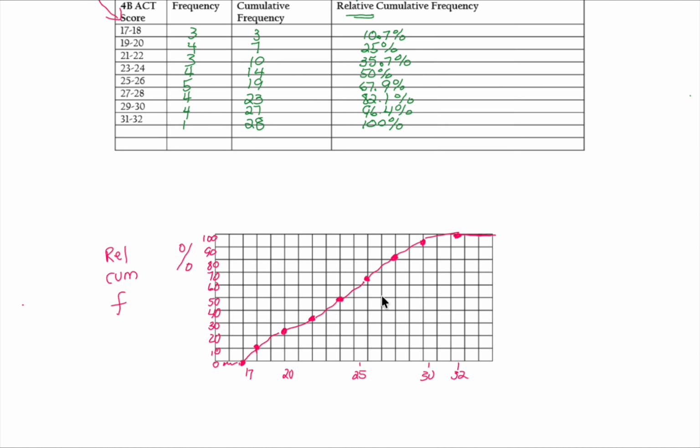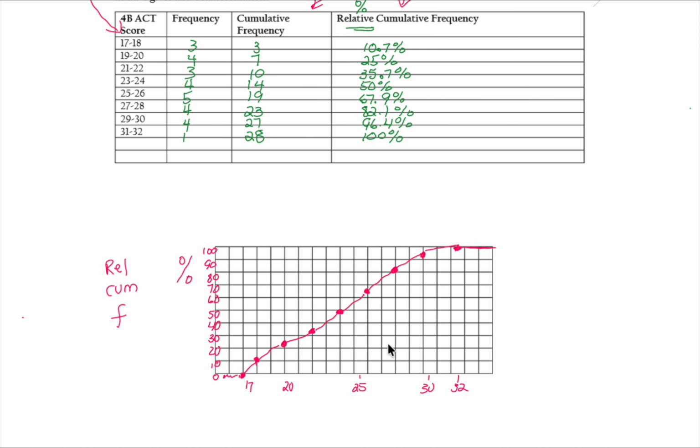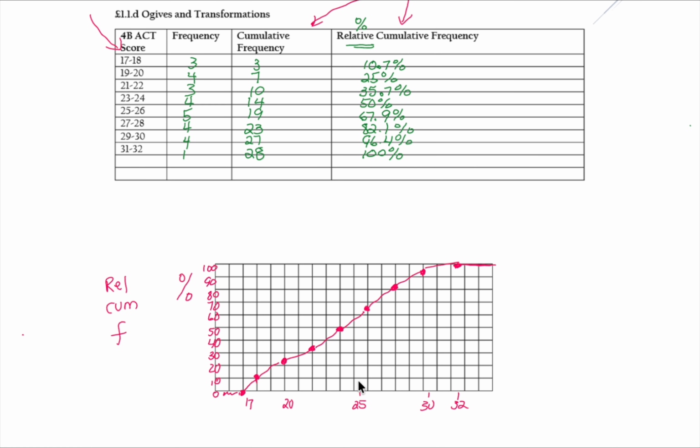Now let's talk about the graph. On the x-axis, we always use the upper end of each score interval, so 18, 20, 22, 24, and so on. On the y-axis, we put the relative cumulative frequency, which is the percent. So for example, when I plot the point at 25 on the x-axis, the y value is about 68%. And that means roughly 68% of students scored 25 or lower on this test.